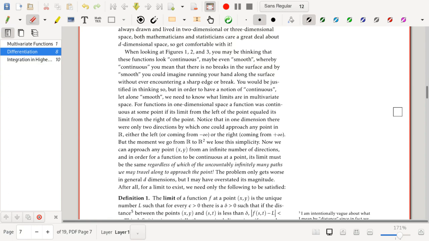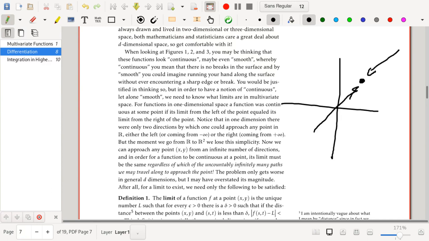The moment we go from the line to the plane, we immediately lose this simplicity. Because now, whenever we're talking about approaching a point, we're talking about approaching a point in at least two-dimensional space. And we could approach it this way, or this way, along a really curvy path.